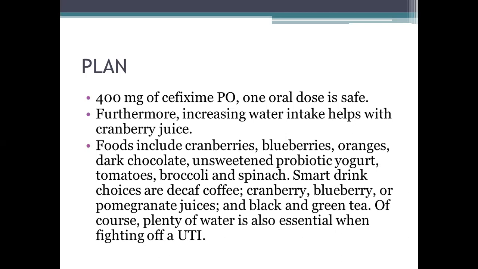Other than that, as I have already mentioned, plenty of water is also very good for fighting off UTI.